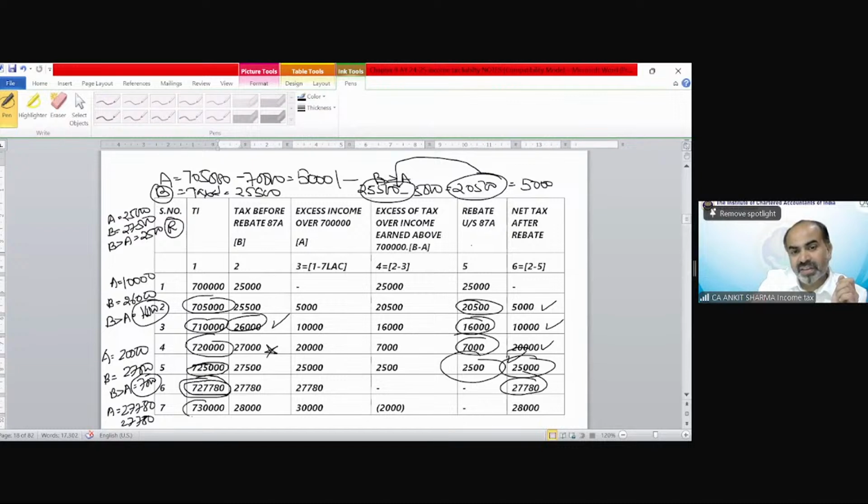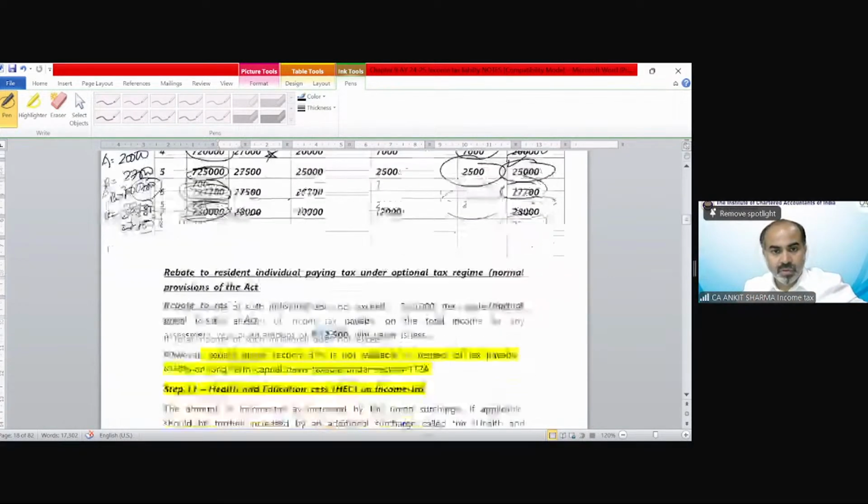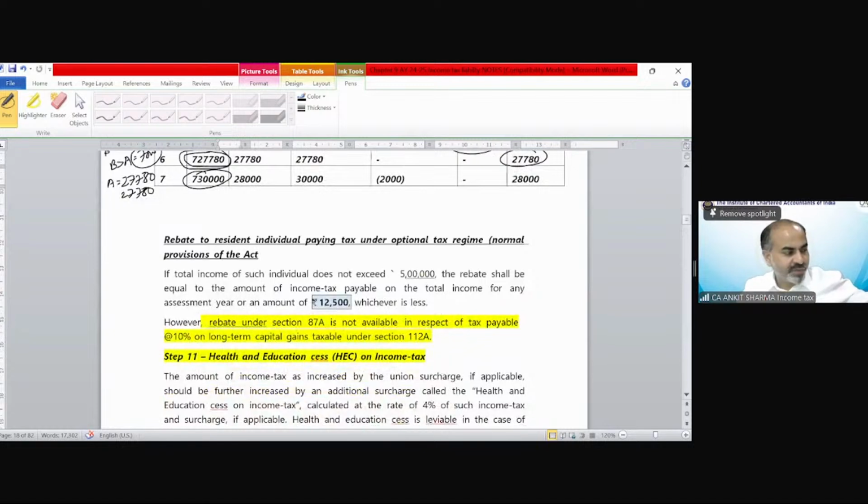So in case of 7 lakh 30,000, you can see now B is not greater than A. From point number 7, A is greater than B. So there would not be any rebate. So the full tax liability would be your tax liability. I hope it's clear. Moving on further. In the normal case, it does not matter if your income exceeds this. If you have income of 5,10,000, there would be no rebate. If your income is 5,200,000 rupees, there would be no rebate.